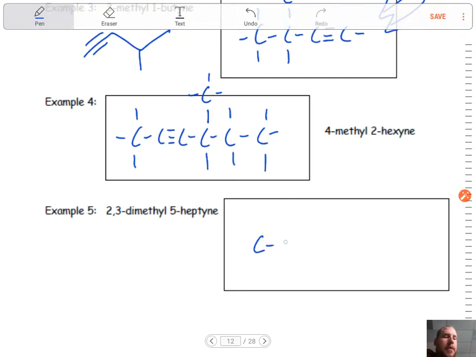And the last one, heptyne. So that's 7. 1, 2, 3, 4, 5, 6, 7. So 5-heptyne, to, oh boy, 4, 5, 6, 7. So I need a triple bond at carbon 5. And this is going to be 2,3-dimethyl, so 2 methyl groups coming off of it. Okay, and then fill it all in with hydrogens.